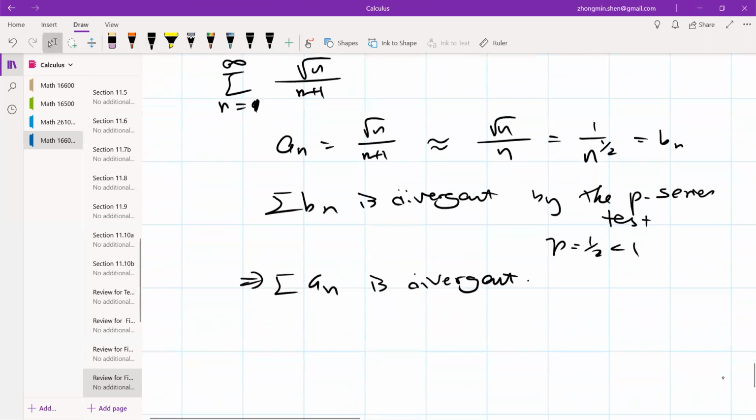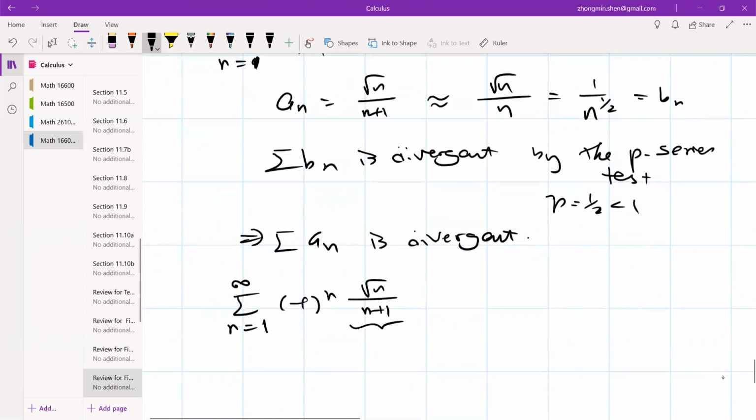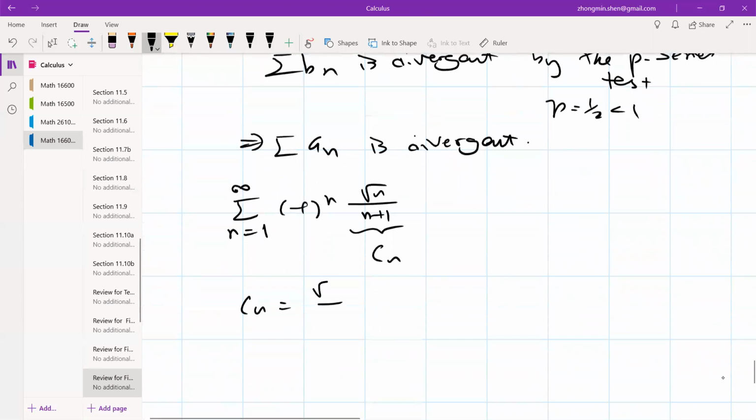Now let's go back to this problem. Is it convergent? Yes, it's convergent. But you have to figure out, let's call this cn, I use a different notation. So cn must be going down and approaching 0. Approaching 0 is obvious. Why is it decreasing? Then you have to use the derivative to find out, right?